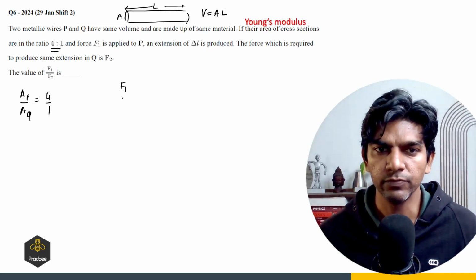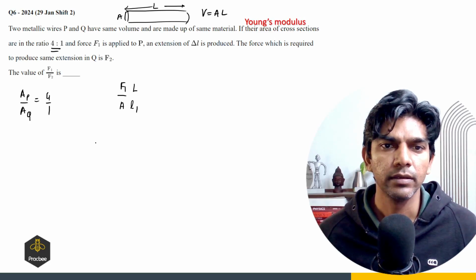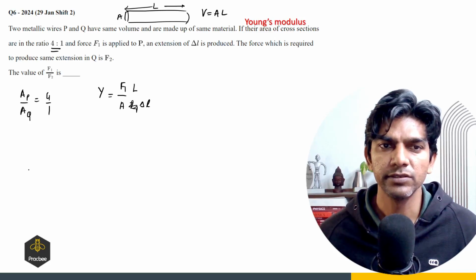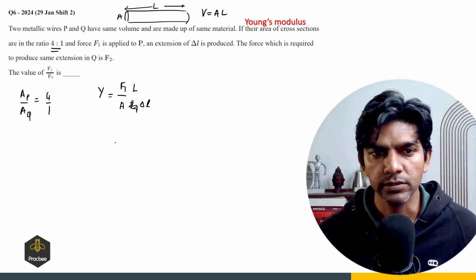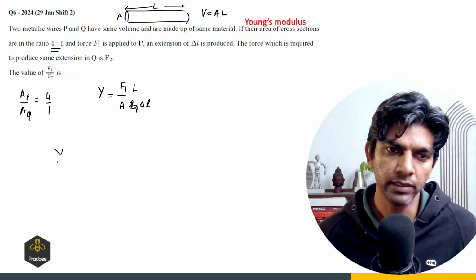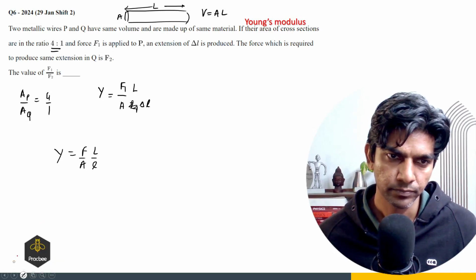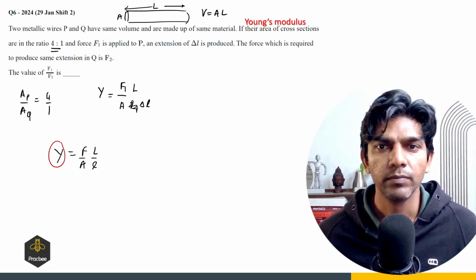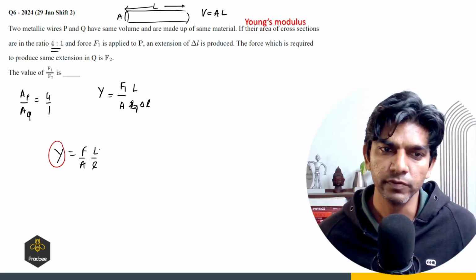So when we apply force F1, so F1 by A times L1 by capital L. So this L1 is nothing but delta L, and that is Young's modulus. Now the force which is required to produce same extension in Q is, so we are keeping extension same. So Y is F by A, L by L. So here Young's modulus is same for both the wire. Right? And we have to find the force. The force will be different.